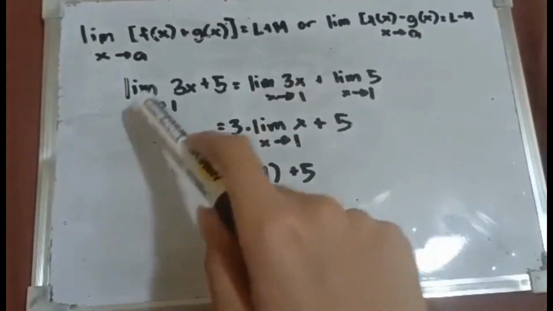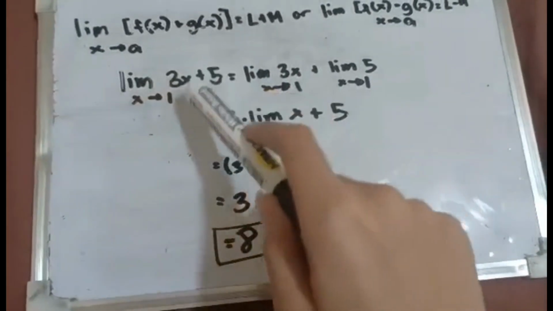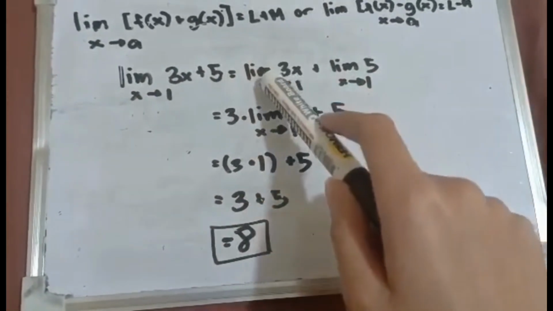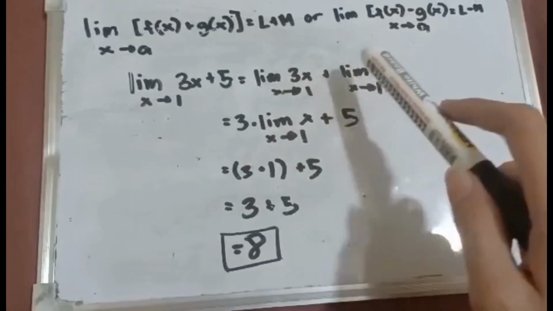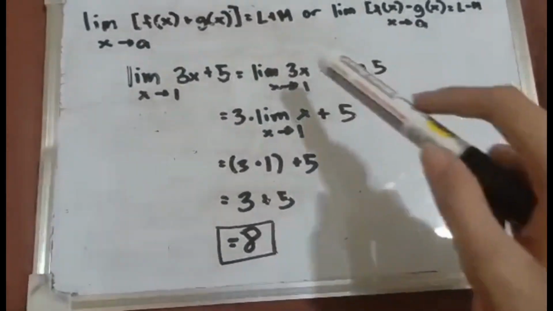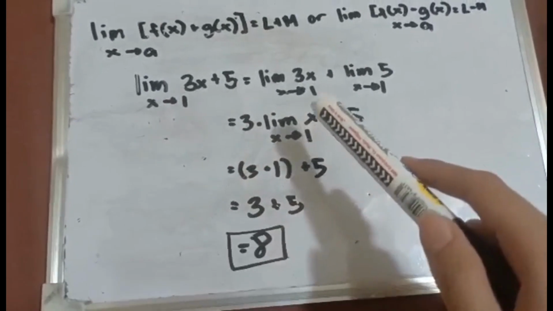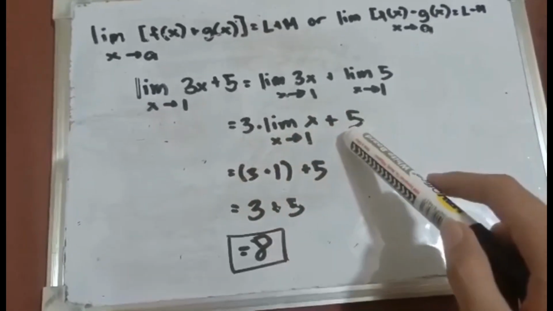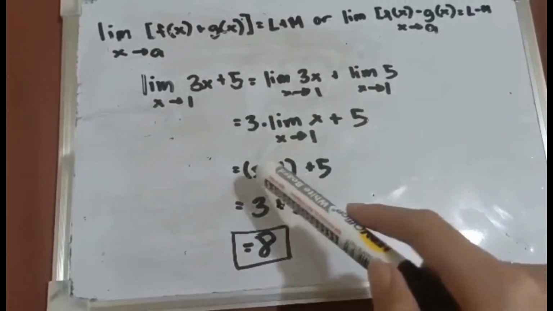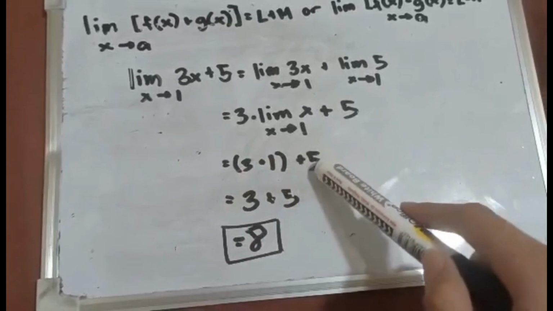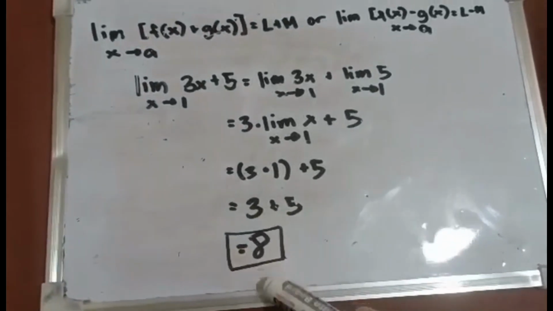So we have limit of 3x plus 5 as x approaches 1. So we have limit of 3x plus limit of 5 as x approaches 1. As we use theorem number 3, we will get 3 times limit of x as x approaches 1 plus 5. And as we use theorem number 2, we will have the 1. So 3 times 1 plus 5. So we will get 3 plus 5. So the final answer will be 8.